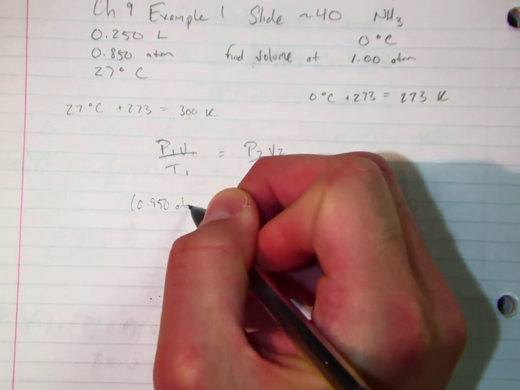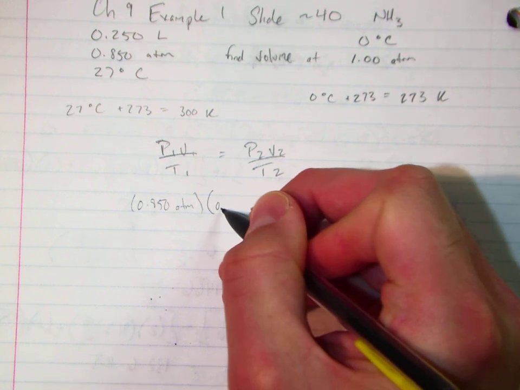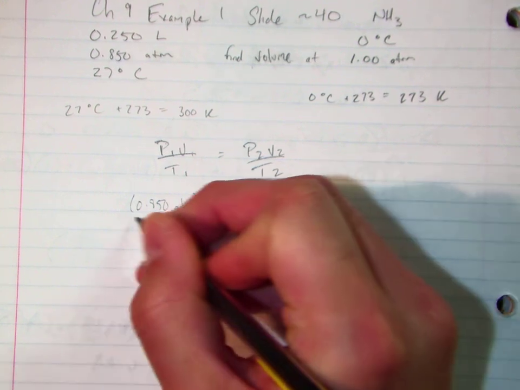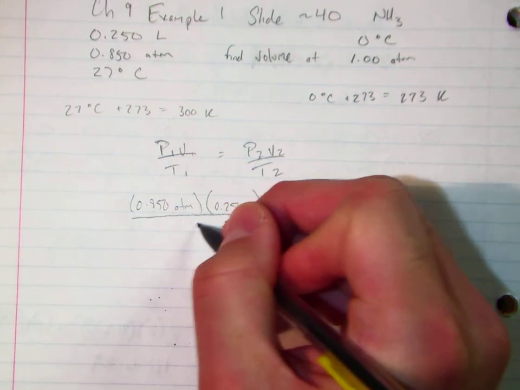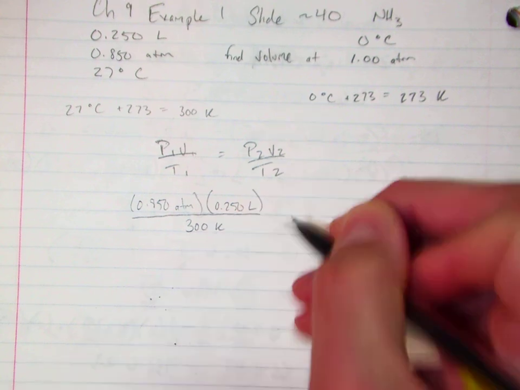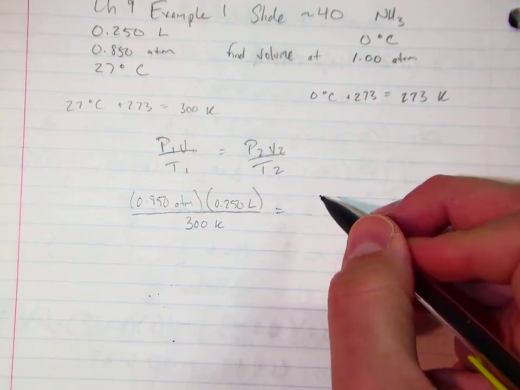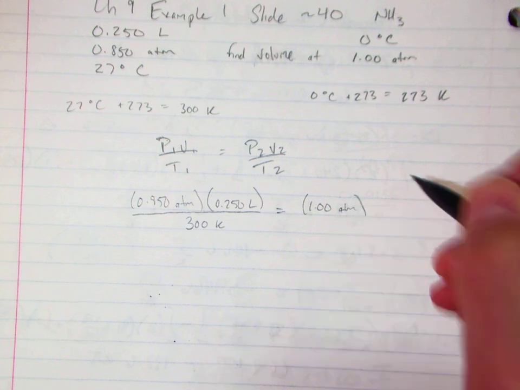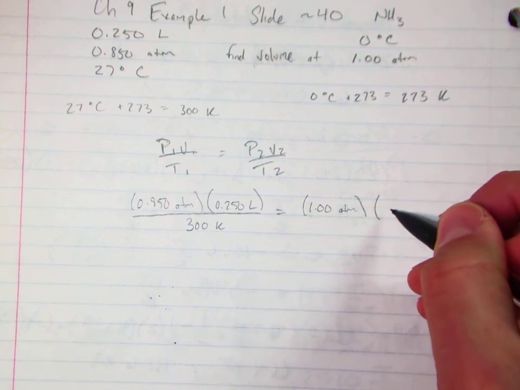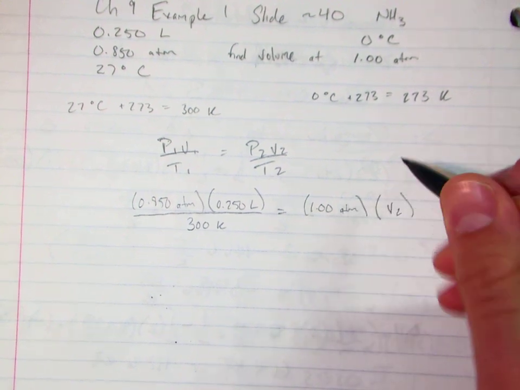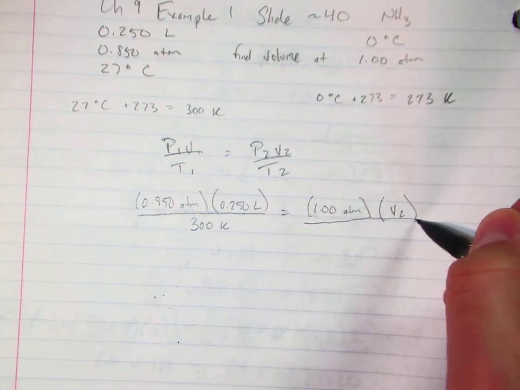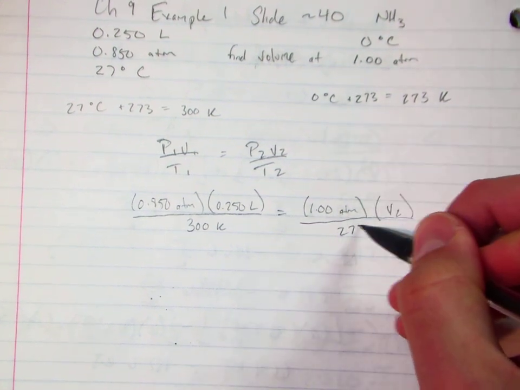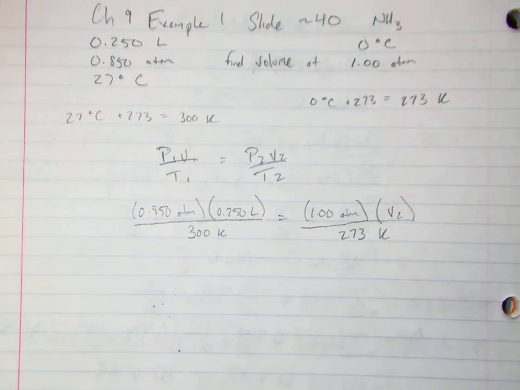0.850 atmospheres, okay. V1, 0.250 liters, over T1, 300 Kelvin, equals P2, that's 1 atmosphere. I don't know what V2 is, the final volume, that's what I'm going to be solving for, that's what the question asks for, over T2, which is 273 Kelvin.